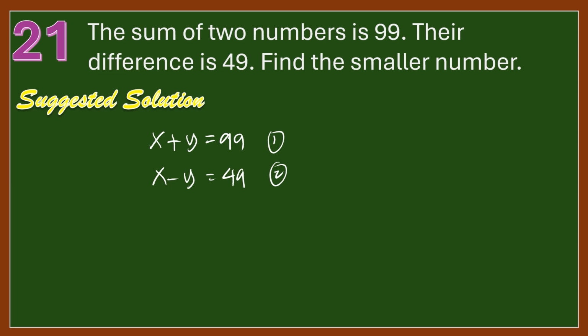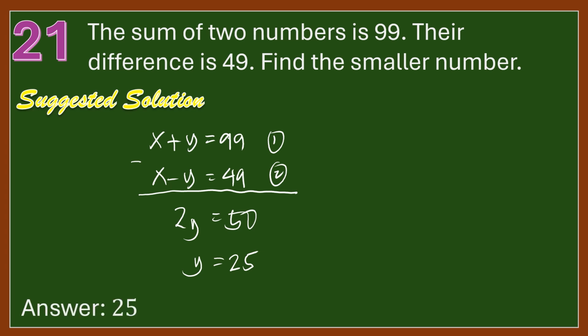Let us subtract equation 1 and equation 2 term-wise. So we have x minus x is 0, y minus negative y is 2y. Then we have 99 minus 49 equals 50. Solving for the value of y, which is our smaller number, we divide both sides of this equation by 2. Then we get y is equal to 25. The smaller number is 25.